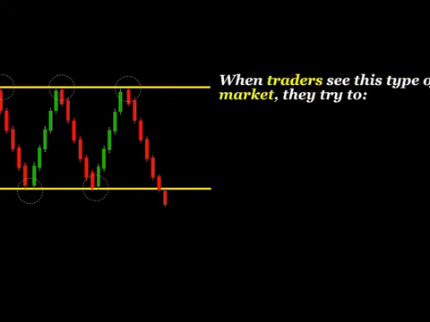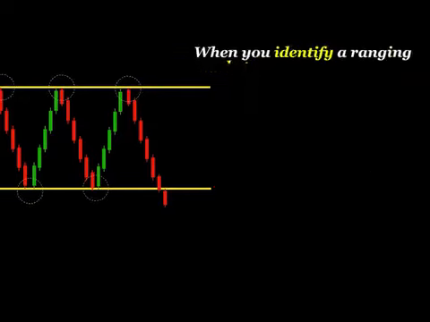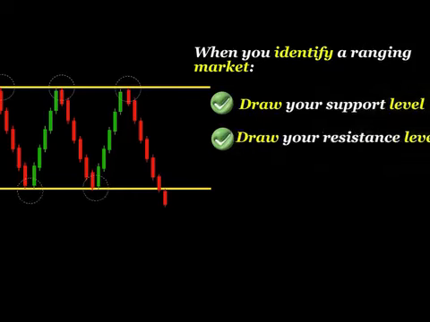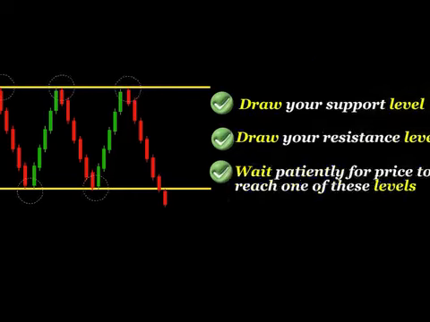When traders see this type of market, they try to force trades, trade in the middle of the range, and that's where they lose money. When you identify a ranging market, do nothing at first. Draw your support level, draw your resistance level, and wait patiently for price to reach one of these levels.